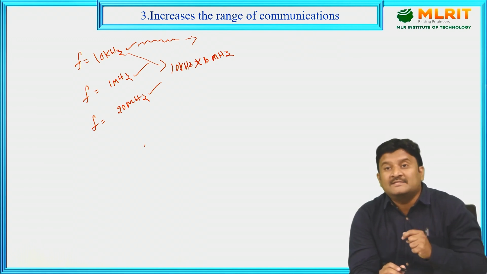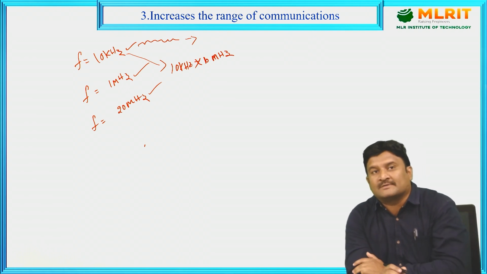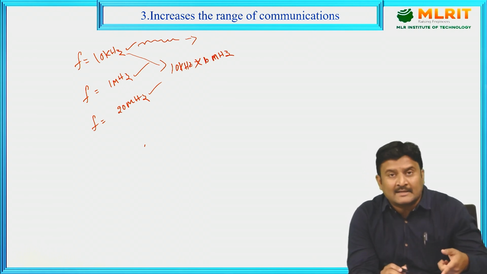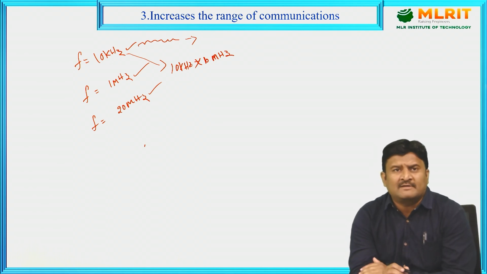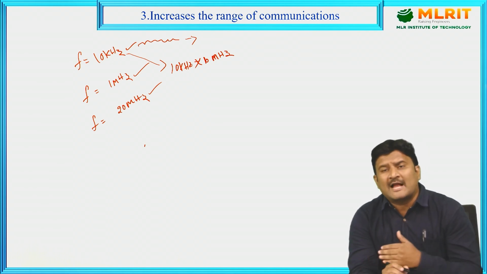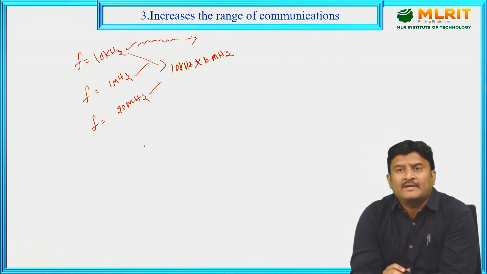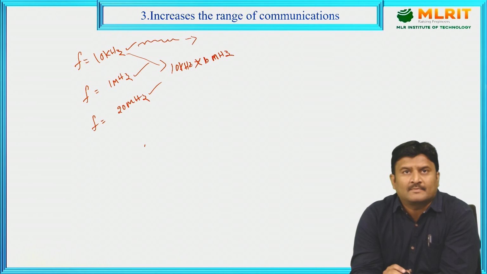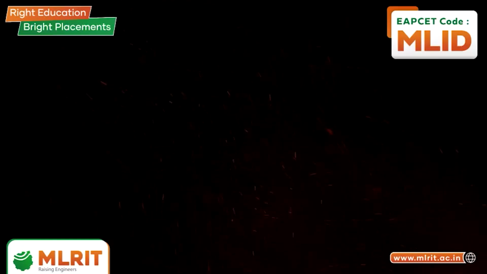Therefore, that is the need of modulation: to increase the range of communications. Simply we can conclude like this. In other examples also, whether 1 megahertz or 20, whatever you take, low frequency signals can be transmitted a long distance with modulation. For reducing the noise, we need a modulation process. Therefore, increasing the range of communication is one of the important needs with respect to modulation.